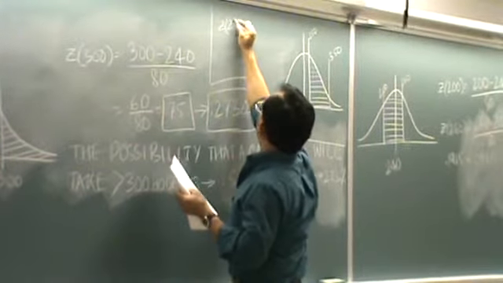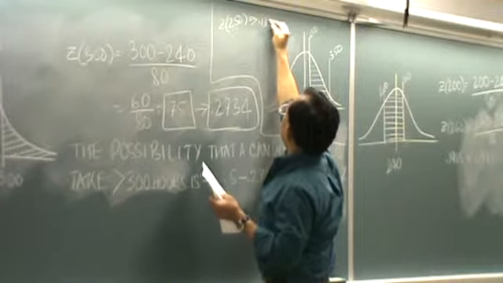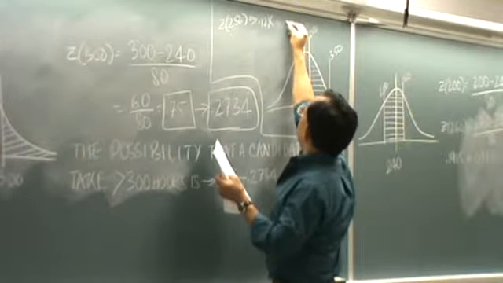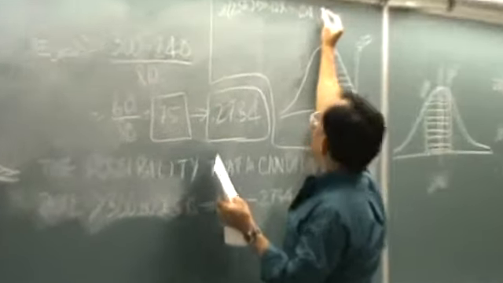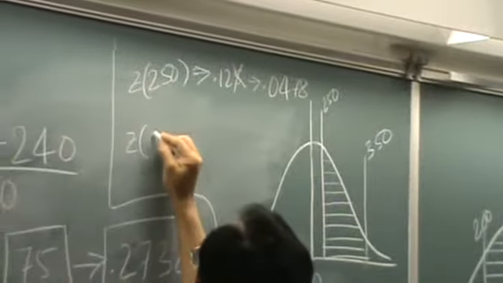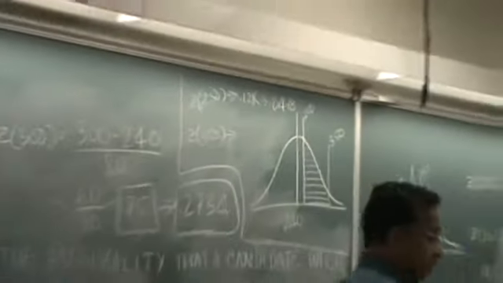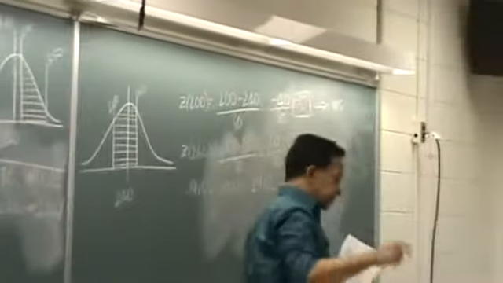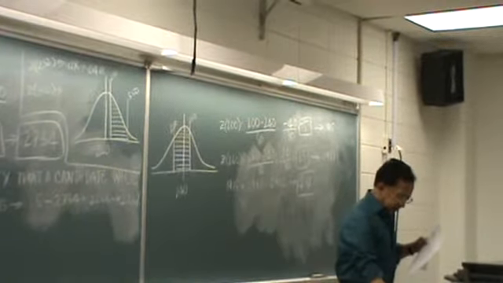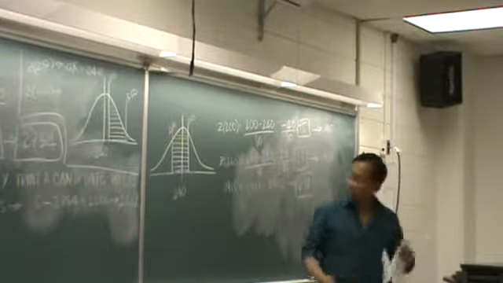So Z of 250 is 0.125. We cross that one out, and the area we get is 0.0478. Then we need the Z for 350. That will be 350 minus 240 divided by 80. 350 minus 240 is 110. So 110 divided by 80. We get 1.375.